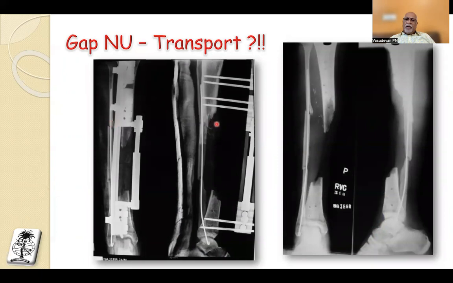This is a gap non-union. I don't know why they put an LRS on him. It is not being aligned. And even the pins are not the LRS pins. And this was the stage when he came to me.